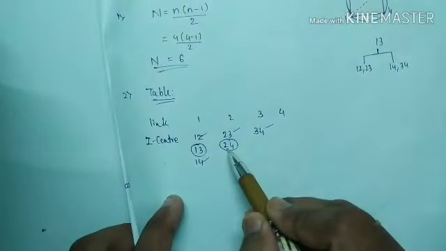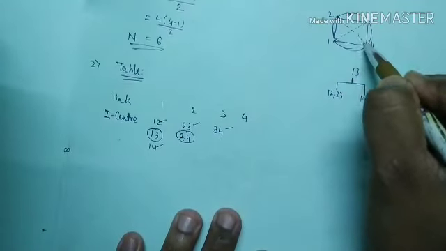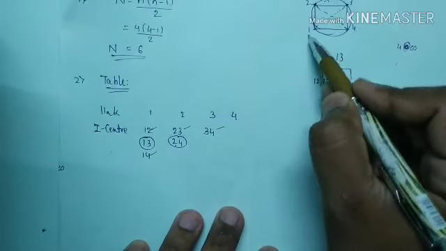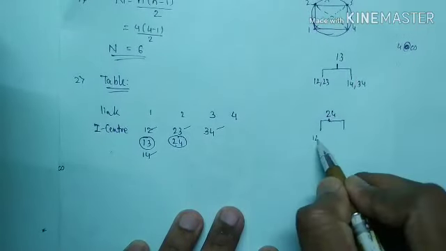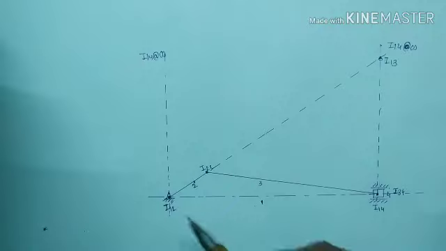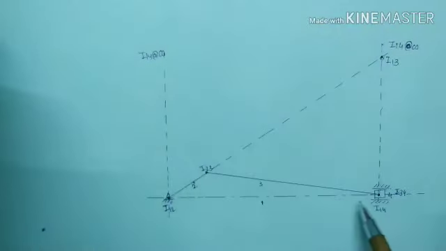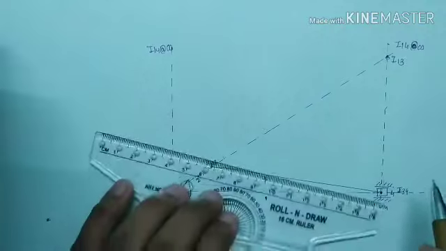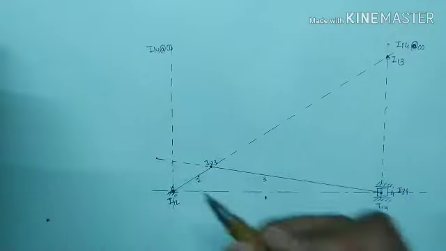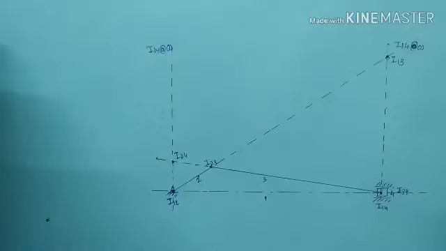Now the remaining is 2 4, so we have to again make a diagonal. My 2 4 will be obtained from 1 2, 1 4, 2 3, 3 4. So this will be 1 2 and 1 4, and this is 2 3 and 3 4. So join the line there. This will be I24. Now we have located all the 6 centers which are required in this particular mechanism.